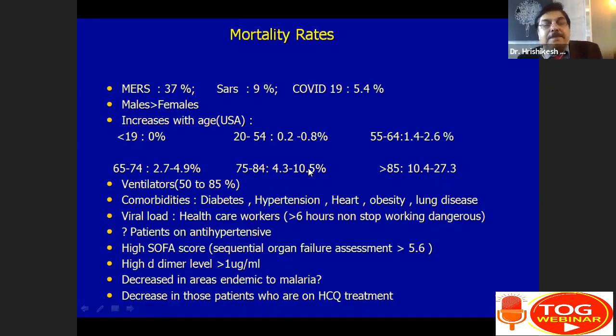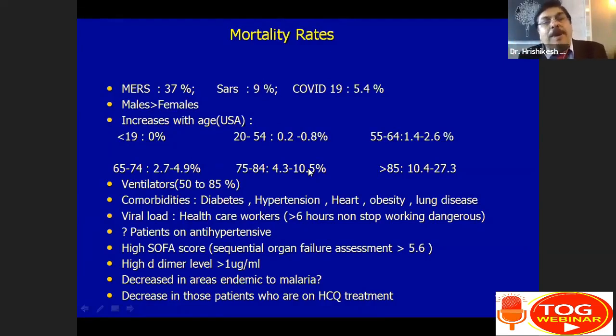While if you look at the 55 to 64 age group, in which most of our senior fraternity is lying, the mortality rate is 1.4 to 2.6%. So around 64, 65, it suddenly jumps to around 5%. And after 70, it goes to around 10%, and after 85 it goes to around 15 to 20%.